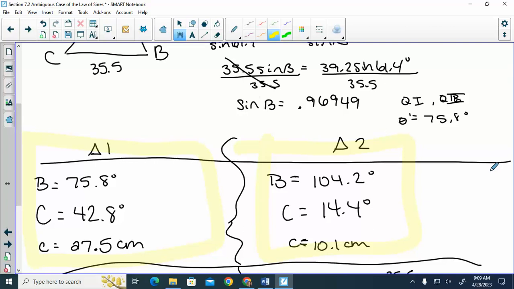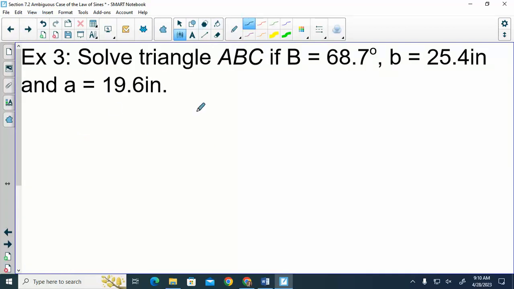So we've seen a case where we didn't get any answers. We've seen a case where we get two answers. Is that okay so far? Just going to keep working on it.